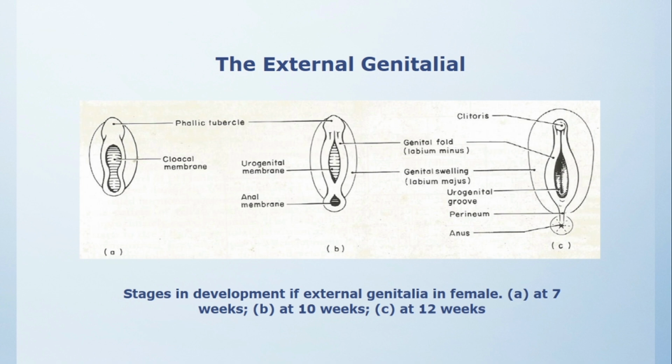How is the external genitalia formed? We have described how the internal genitalia forms from the pronephros. Now, this diagram shows the stages of development of the external genitalia at 7 weeks, at 10 weeks, and at 12 weeks.